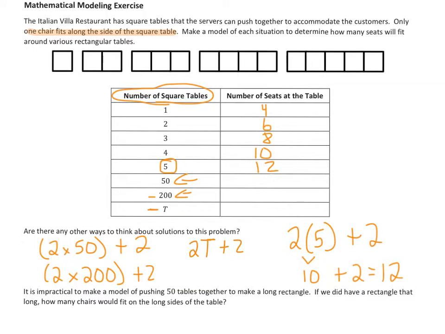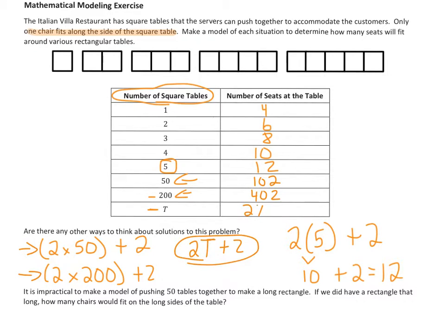So let's solve for this one. 2 times 50 is 100. 100 plus 2 is 102. Solve for this one. 2 times 200 is 400, plus 2 is 402. And now 2t plus 2, this is as solved as it can get.